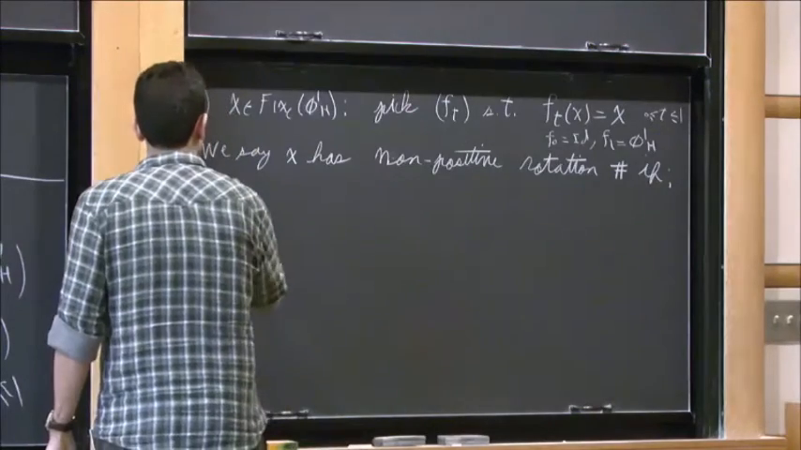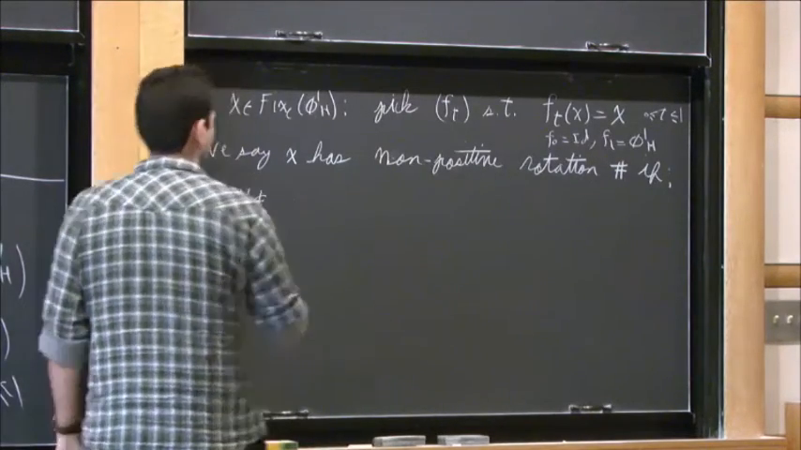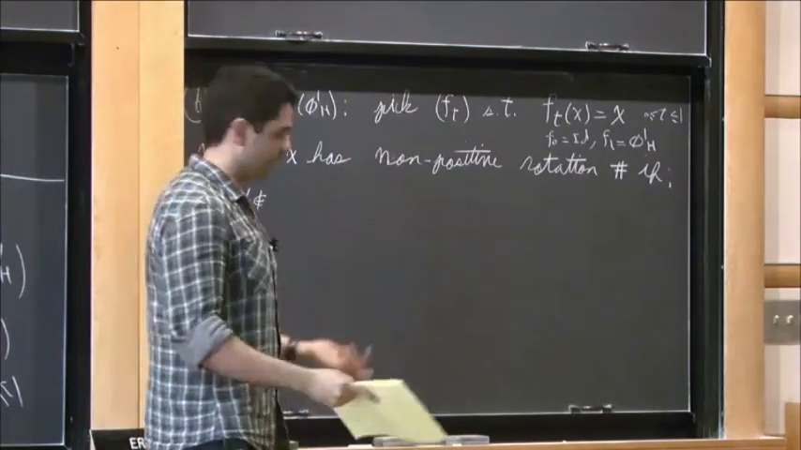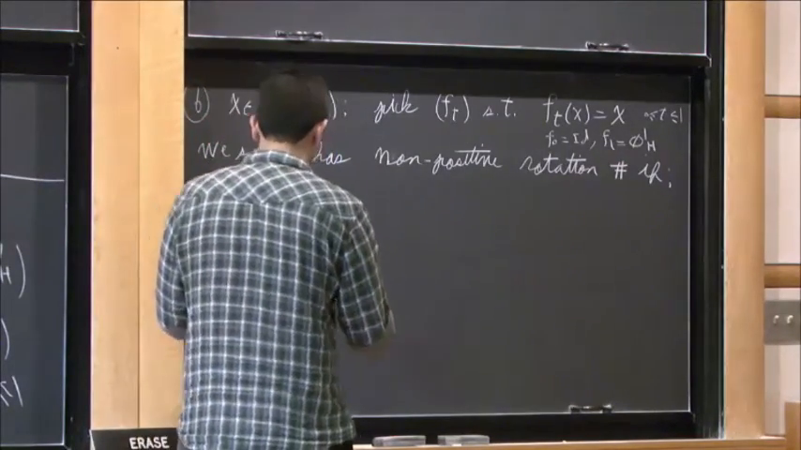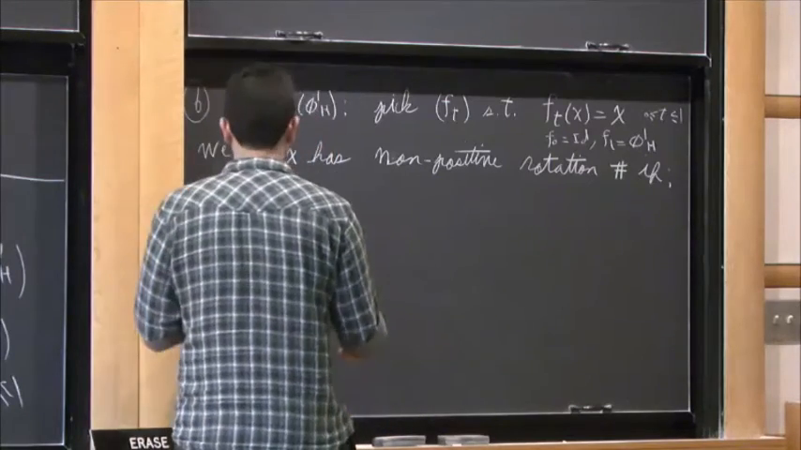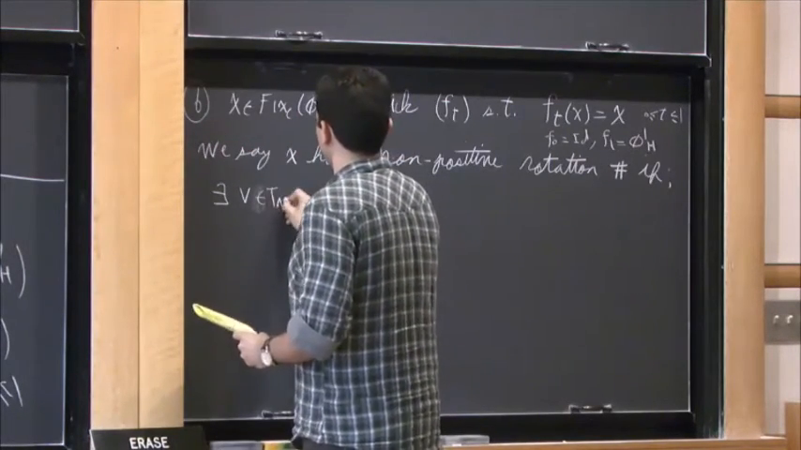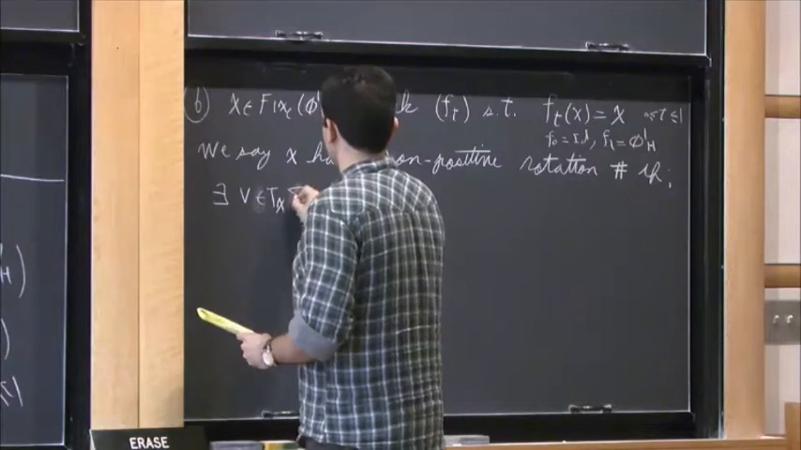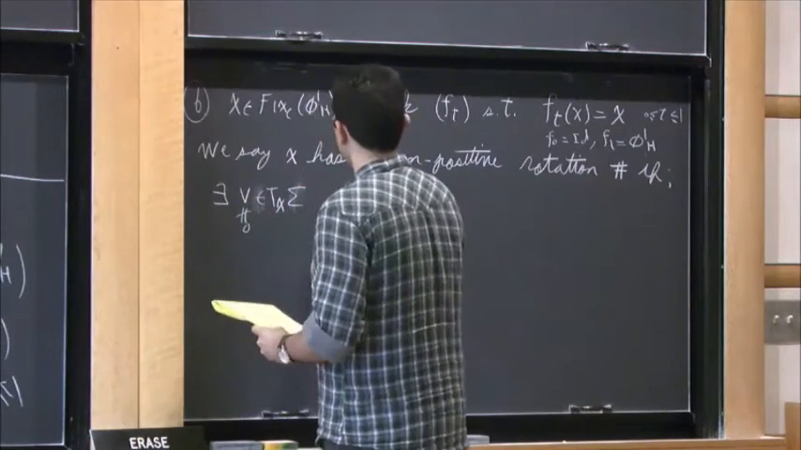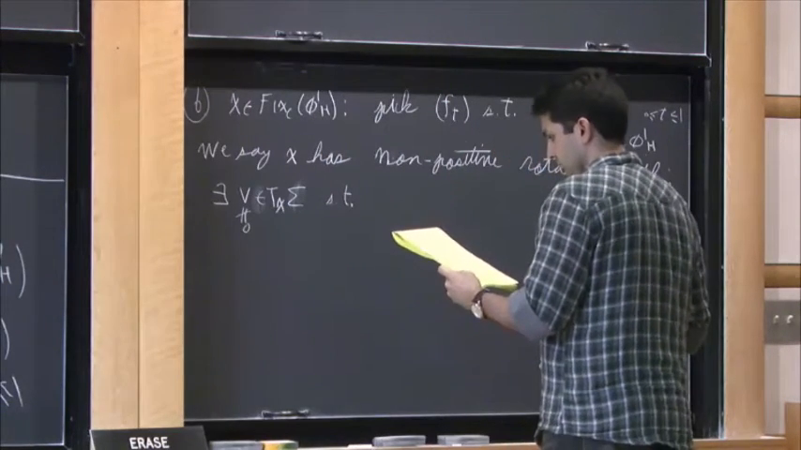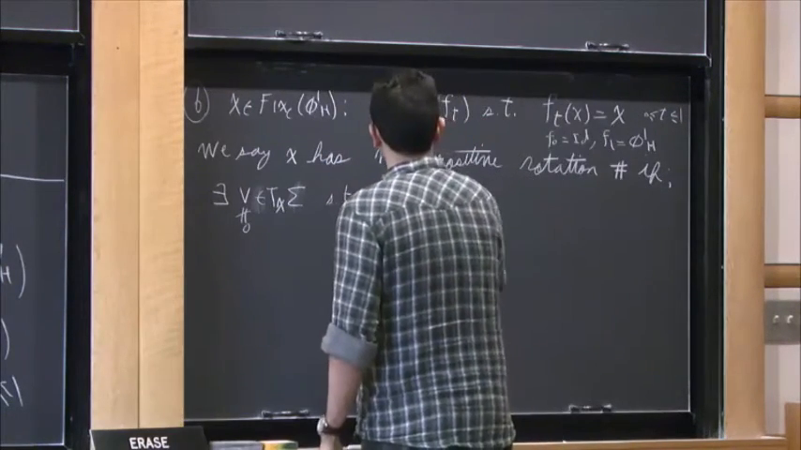If there exists a tangent vector at the point x such that the following path... This is just a criterion checking that the rotation number of the fixed point is non-positive. I'm stating it this way because I don't want to define the rotation number of a fixed point.